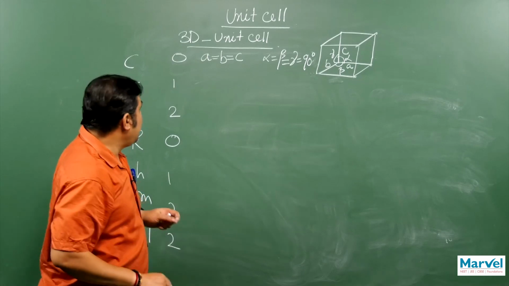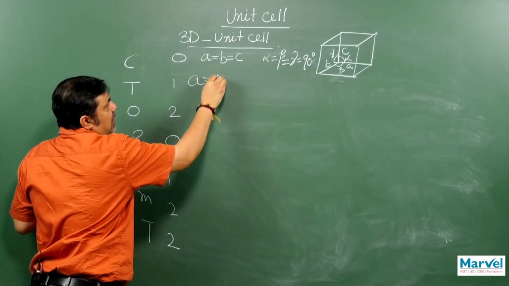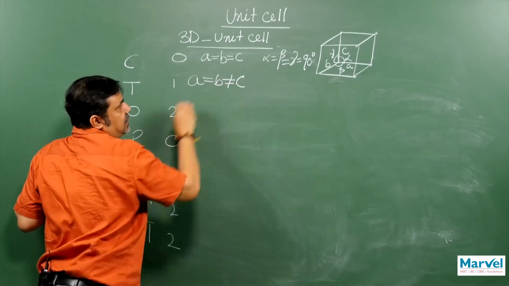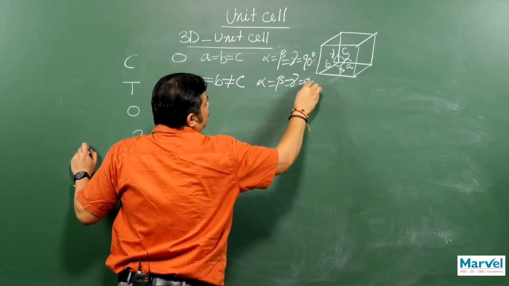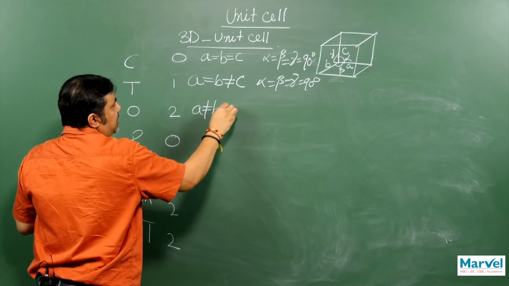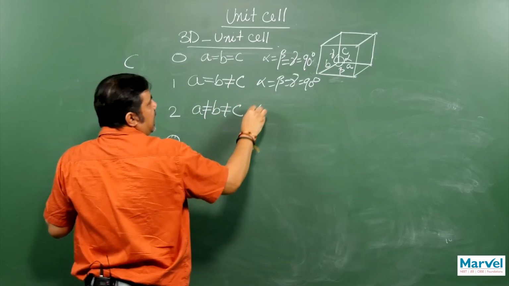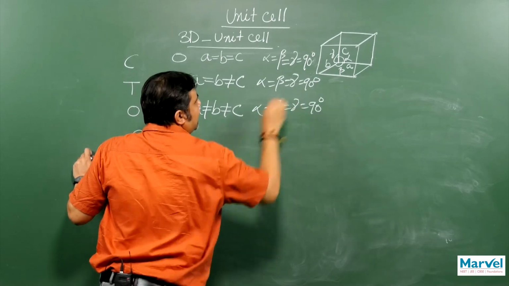And now you look at 1, which means there is one inequality. A equals B, B not equals C, but alpha equals beta equals gamma equals 90. And 2 means there are 2 inequalities. A not equals B, B not equals C, alpha equals beta equals gamma equals 90 degrees.